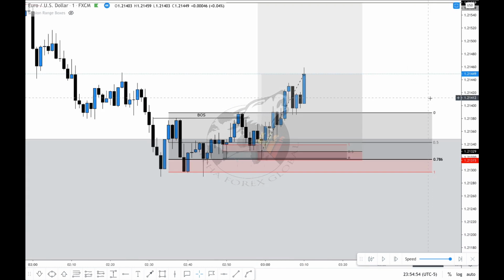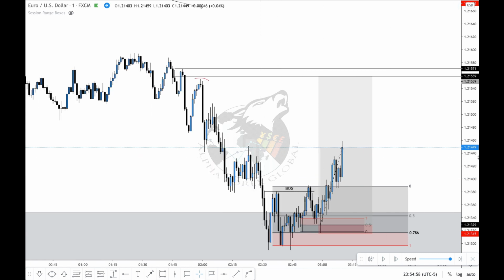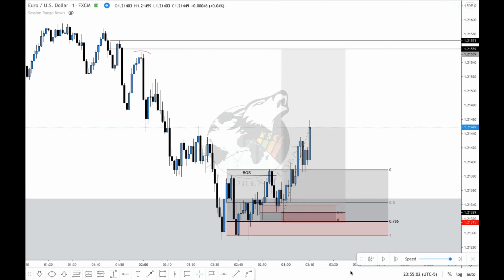And if you're using XNES broker, then you would still be safe because it's a zero spread always on EURUSD. That is why I trade EURUSD, right? Spread wise, and EURUSD typically moves good.